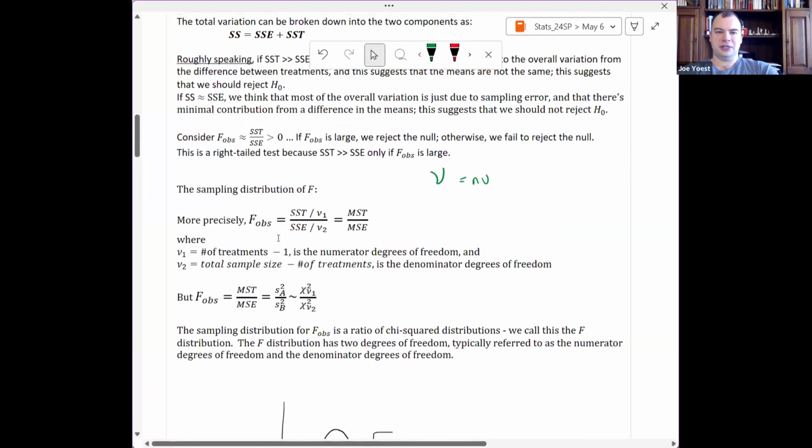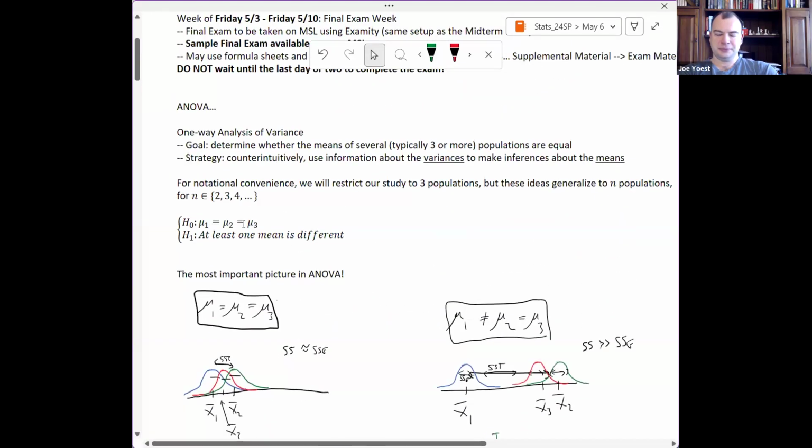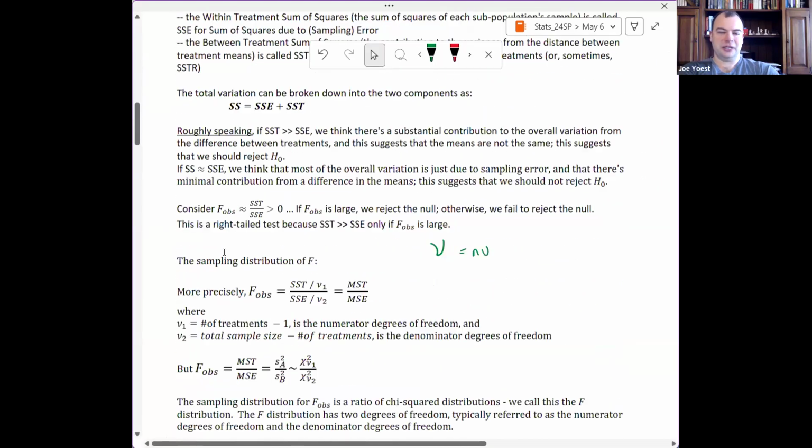I could do a t-test for is mu1 equal to mu2. I could do one for is mu2 equal to mu3 and do one for is mu1 equal to mu3. I could do 3 different t-tests and then just reject if any of them warrants a rejection.